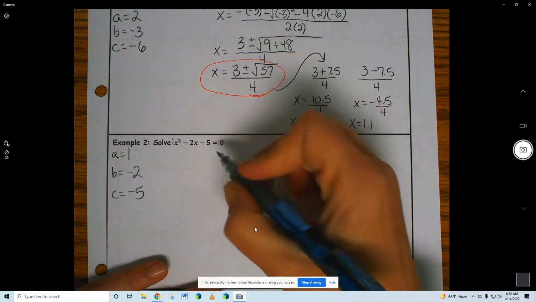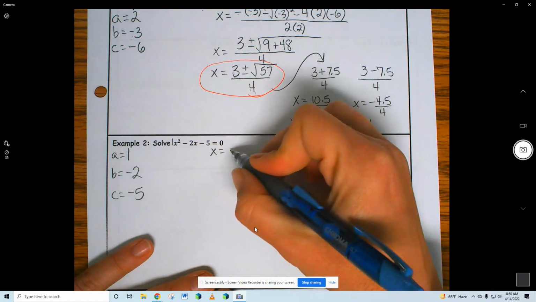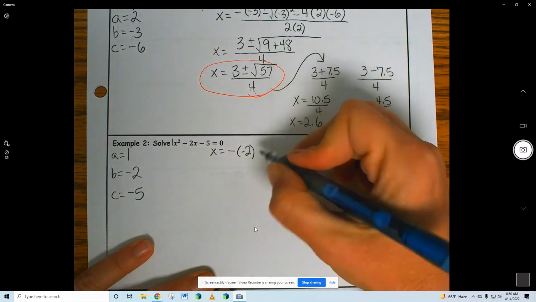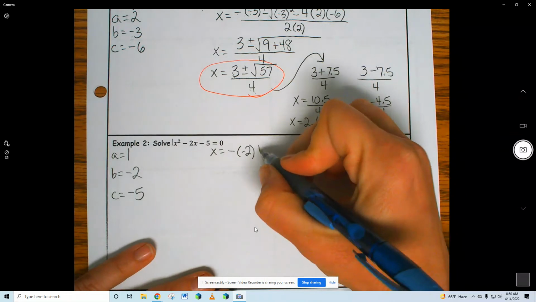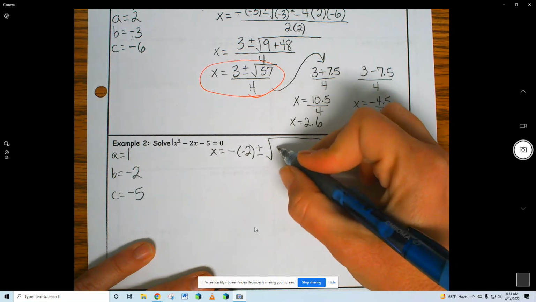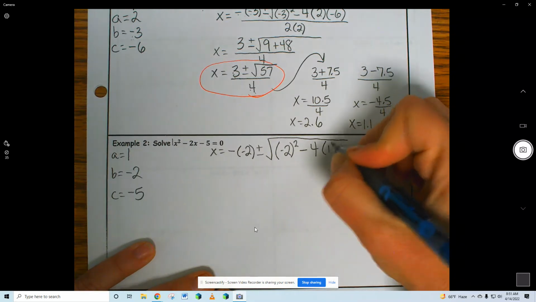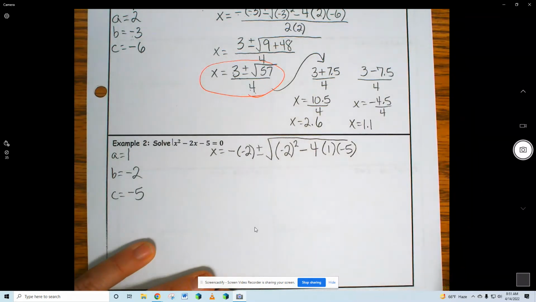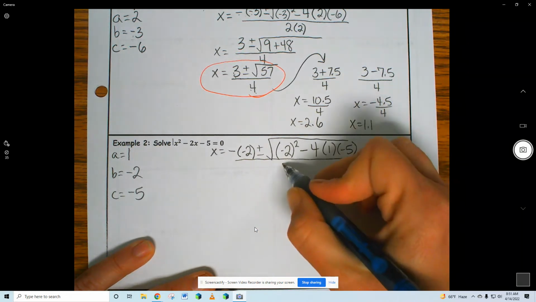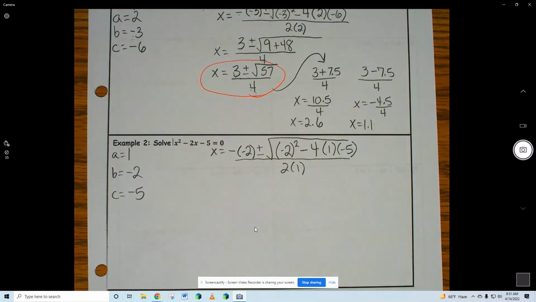So, I want to do the German version. Negative b, negative 2, plus or minus the square root of negative 2 squared minus 4 times 1 times negative 5, over 2 times 1. Instead of a, you put in a 1. Instead of b, you put in a negative 2. Instead of c, you put in negative 5.